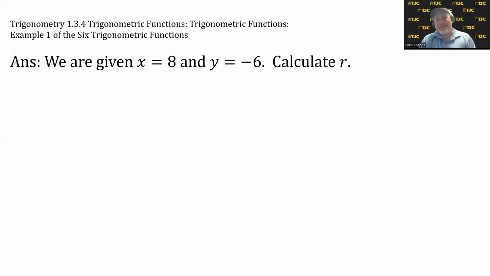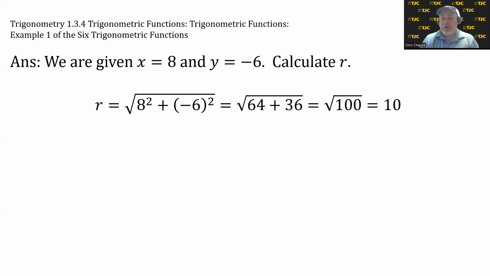Well, we're given x equals 8 and y equals negative 6. We need to calculate r. That's pretty straightforward because r is the square root of the sum of the squares of x and y. So to calculate r, we'll square 8, we'll square negative 6, add the results and take the square root. When I square them both, I get 64 and 36.